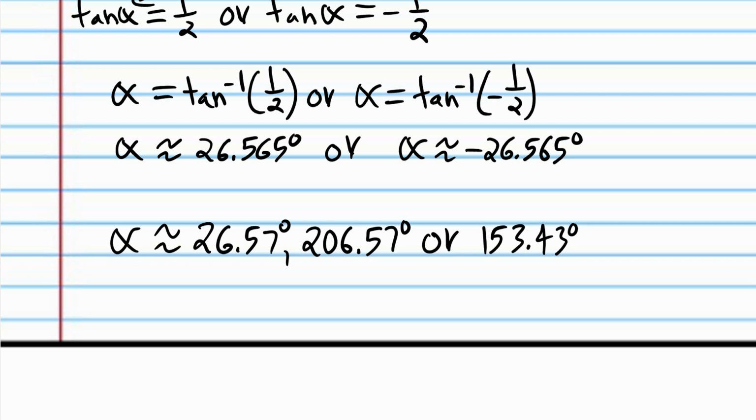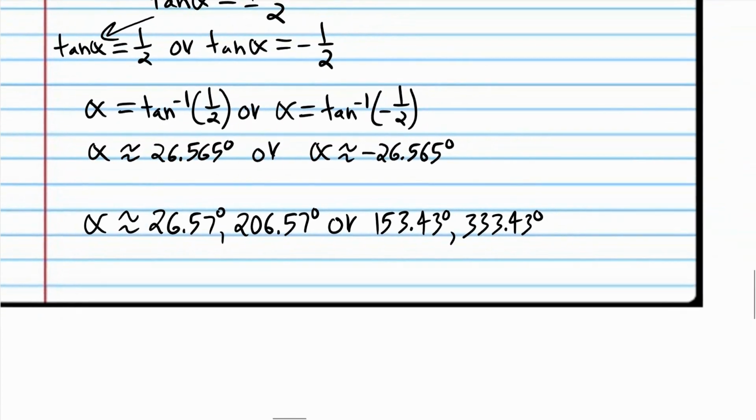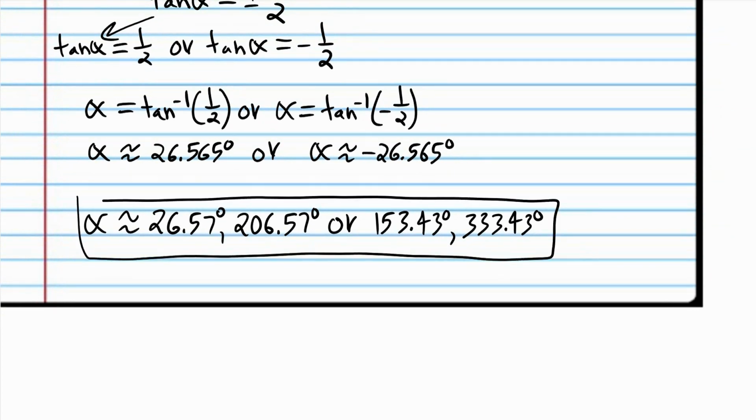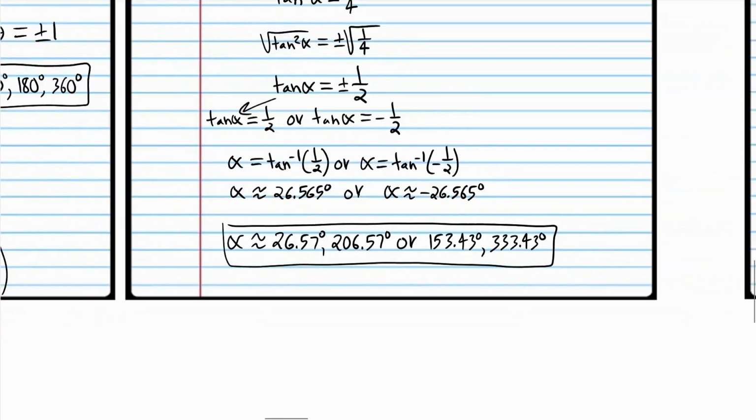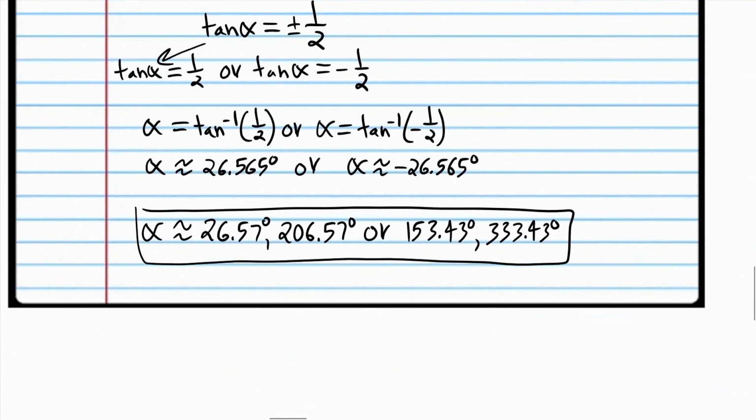And our fourth quadrant solution is going to be 333.43 degrees. So those are all the possible solutions between 0 and 360. So if you got those right, good job.